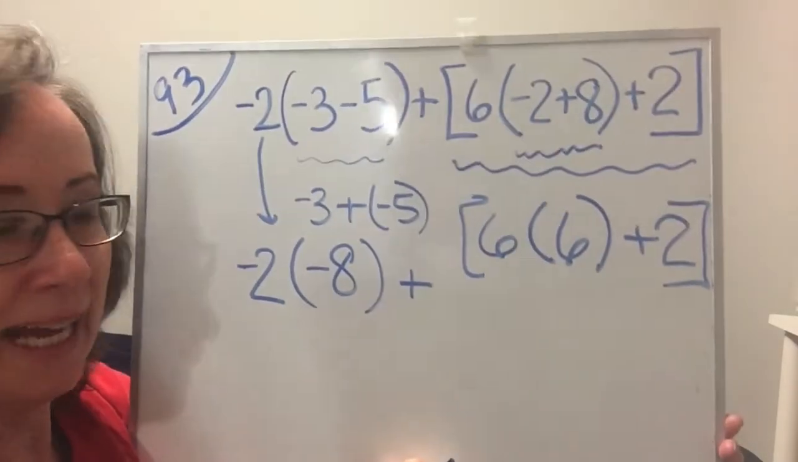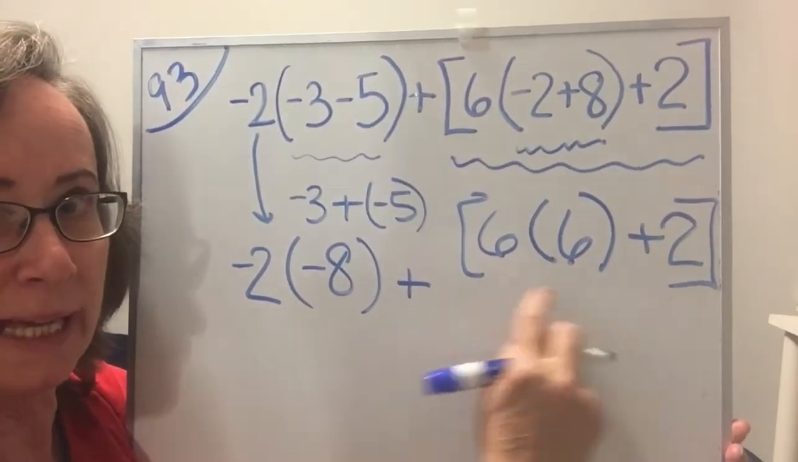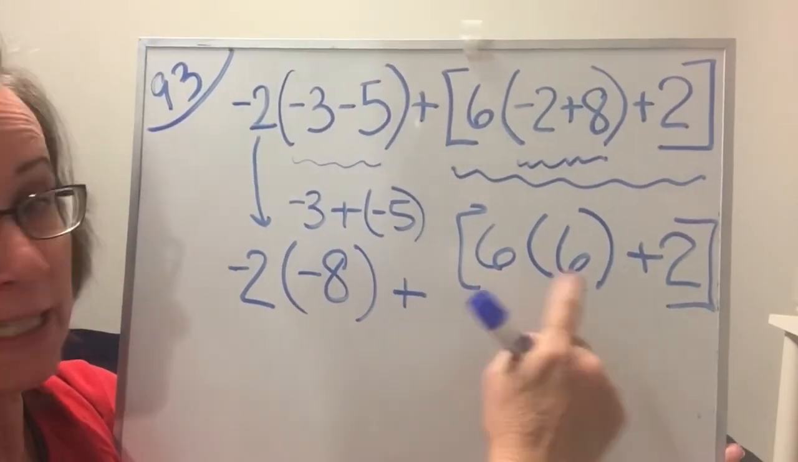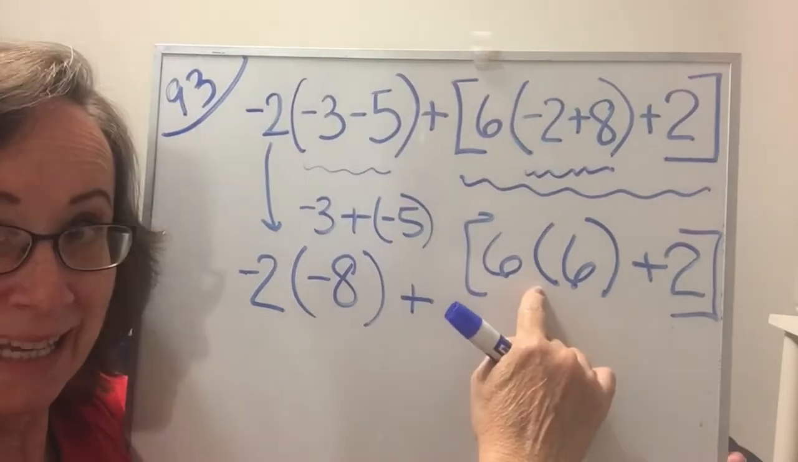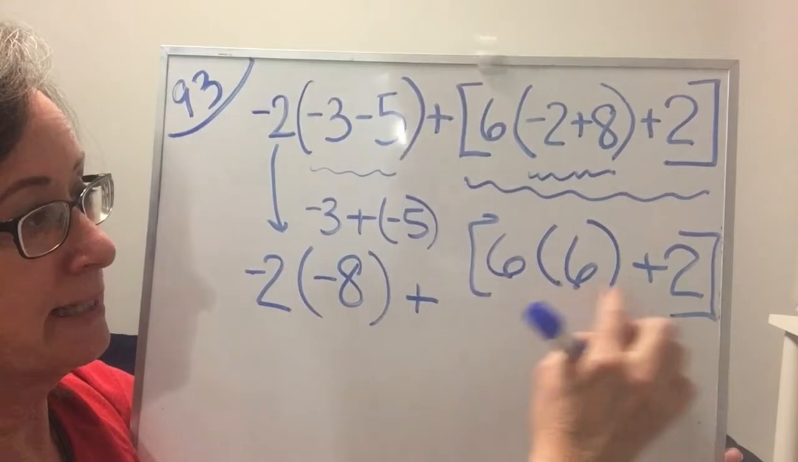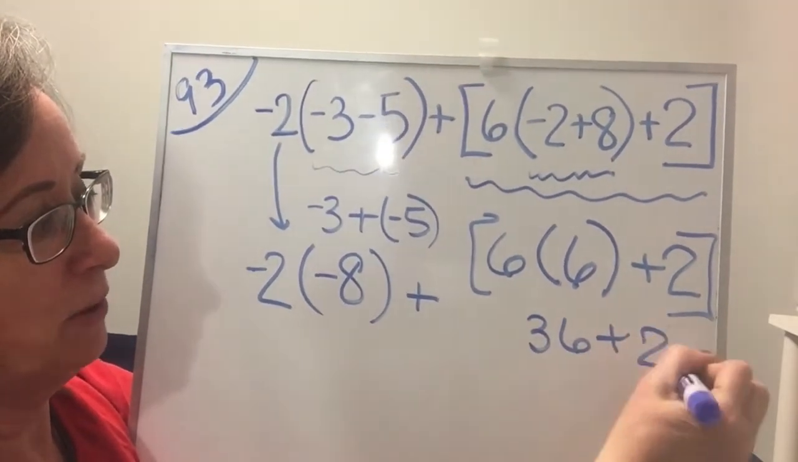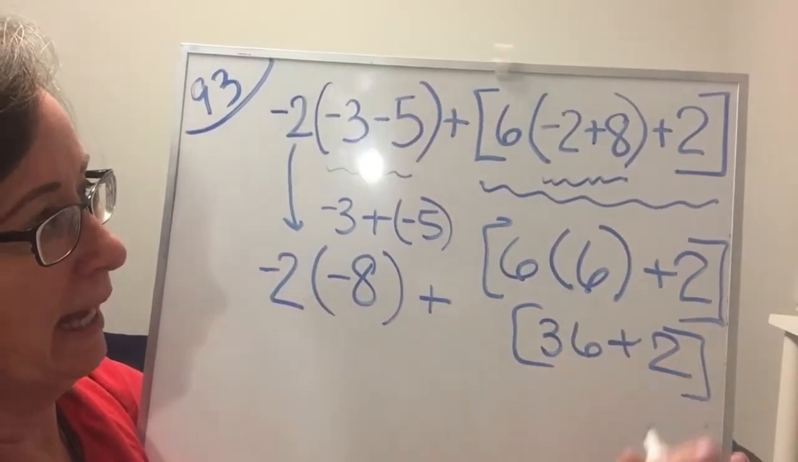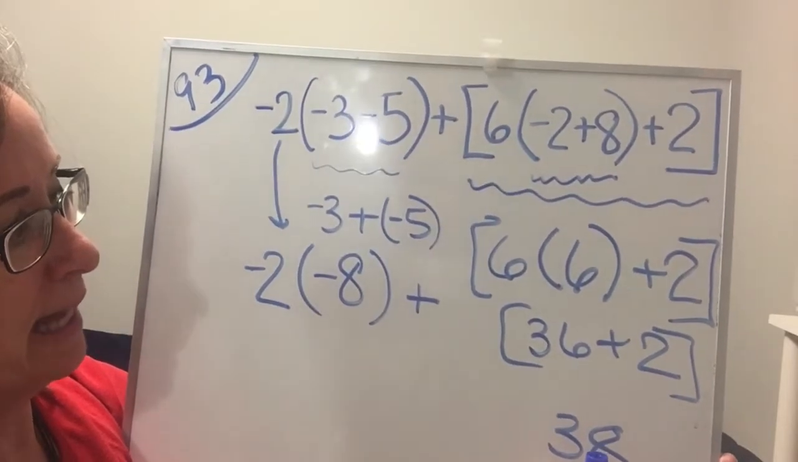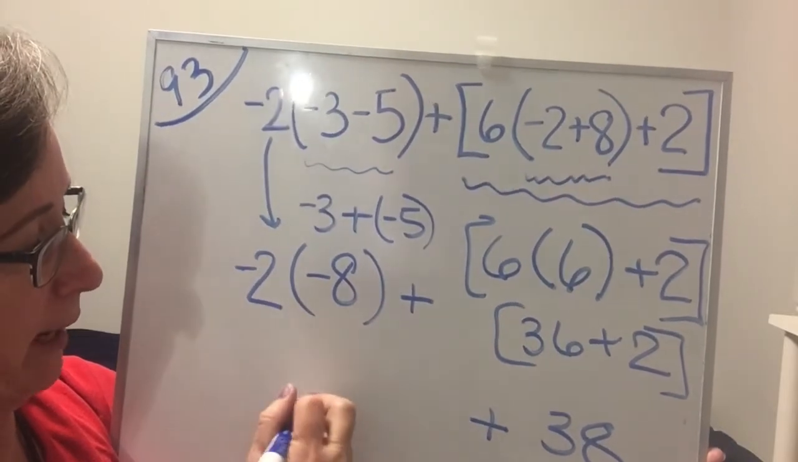So now inside the symbol of inclusion, this is no longer a symbol of inclusion. This is indicating a multiplication when there is no variable there, so this is just 6 times 6, but times goes before addition. So 6 times 6 is 36, 36 plus 2 is 38. Okay, so we bring that 38. Outside of that was the plus sign. And then we'll go ahead and rewrite this.